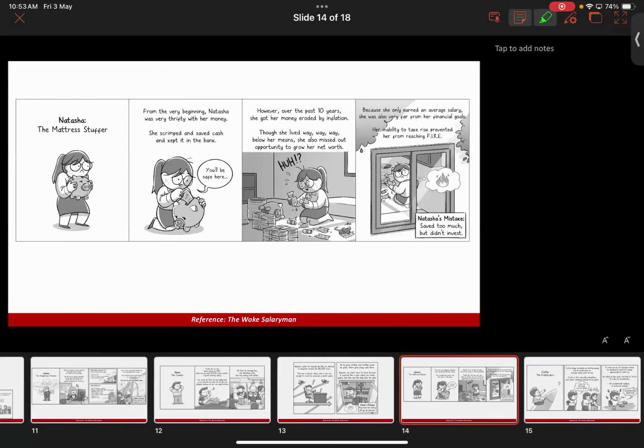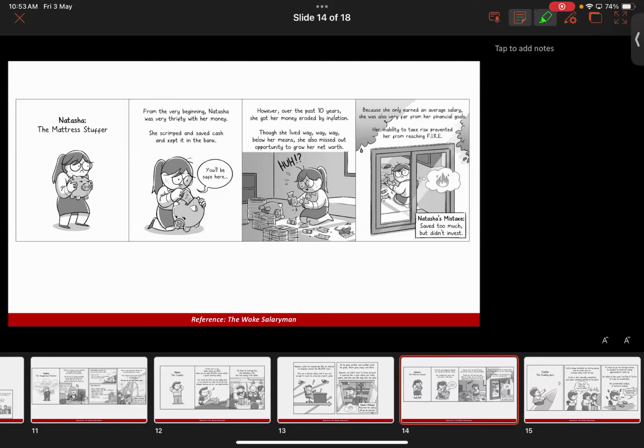Okay, next person is Natasha. Natasha over here, she is very frugal. You can see that from the very beginning, Natasha was very thrifty with her money. She scrimped and saved cash and kept it in the bank. But what happened is, like what you hear, if you always save money in the banks, it also cannot cover the increasing cost of living. Over the past 10 years, she got her money eroded by inflation. Though she lived way below her means, she also missed out on the opportunity to grow her net worth.